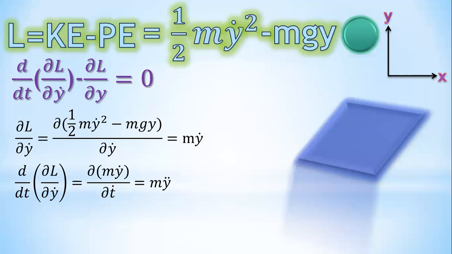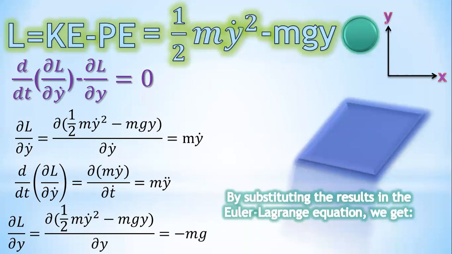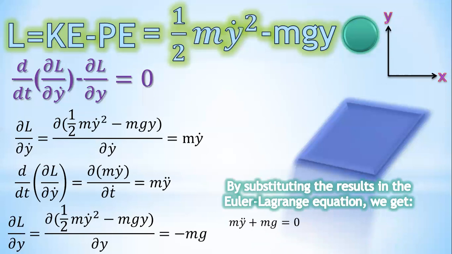Now the partial derivative of Lagrange with respect to y is minus mg. By substituting the needed expressions in Euler-Lagrange, we will get m y double dot plus mg equals 0, which proves that y double dot, the acceleration, equals minus g, equals minus 9.8 meters per second squared.